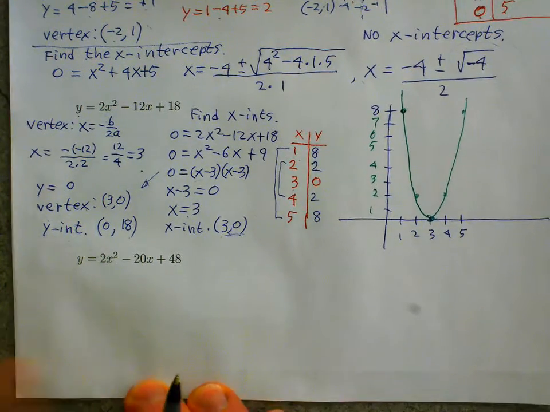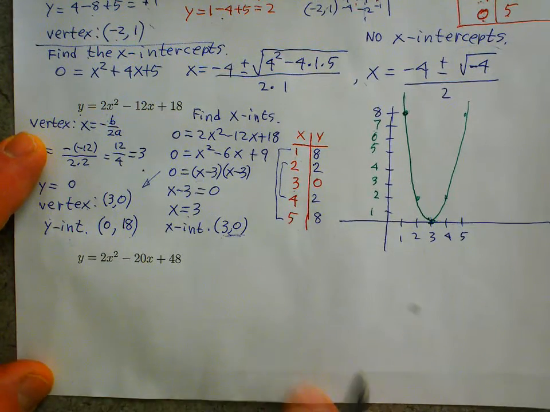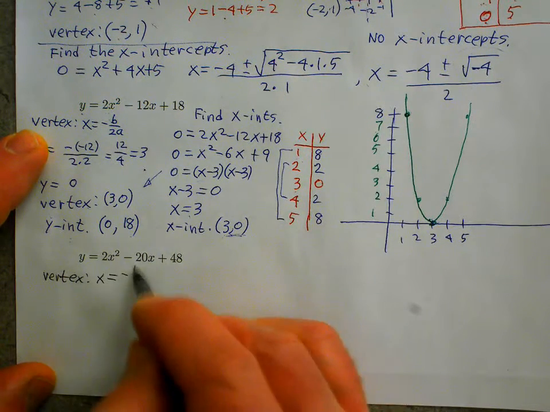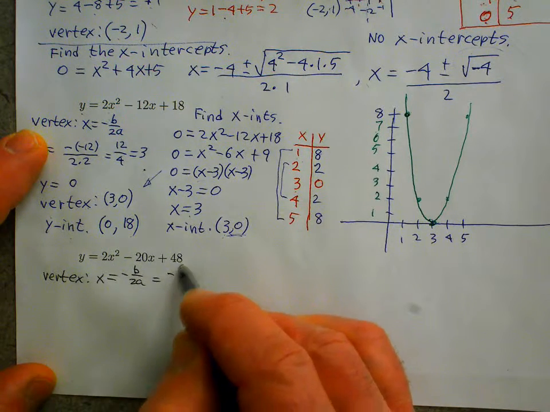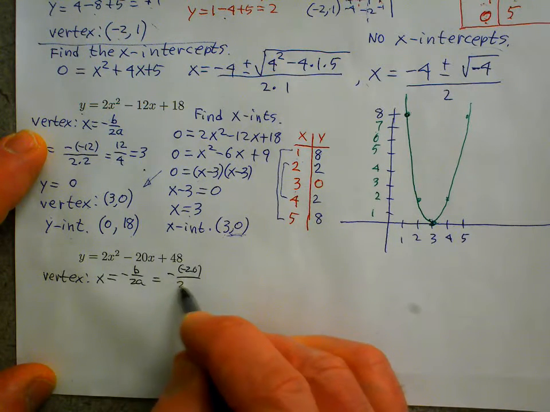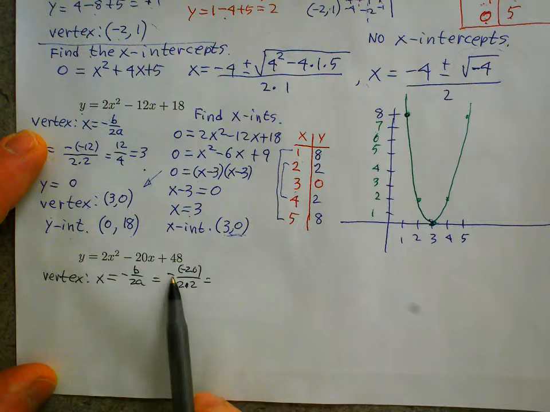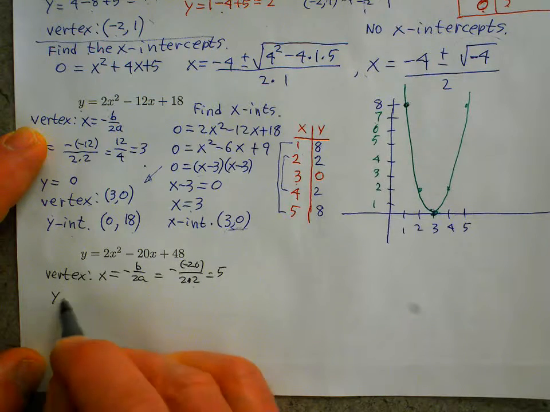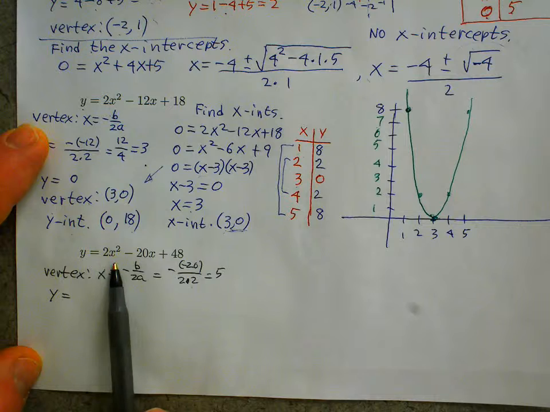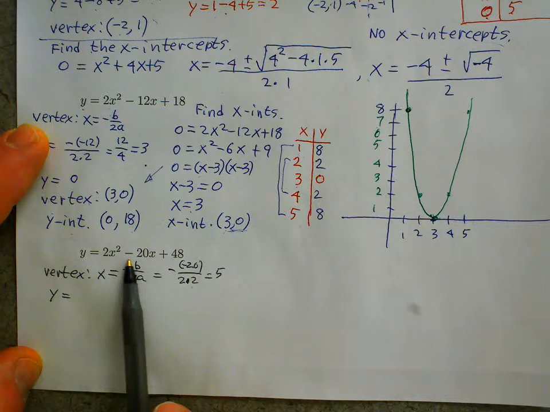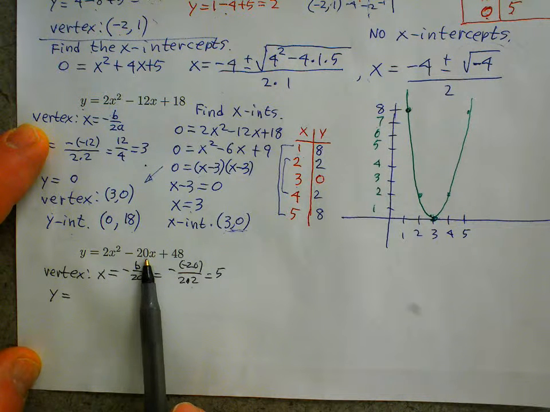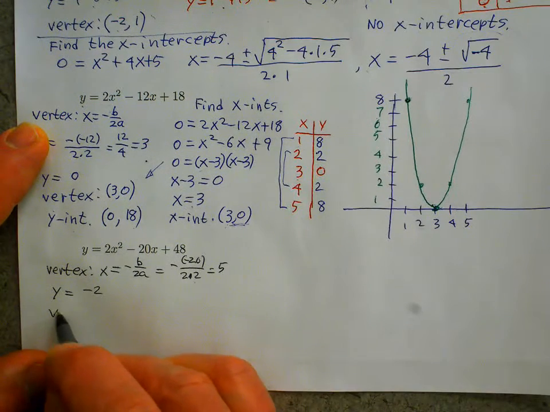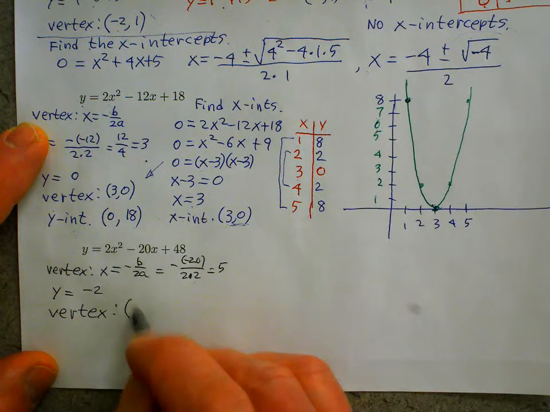Hey, all done? Okay, so let's find the vertex. x is negative b over 2a. So the negative of negative 20 over 2 times 2. 20 divided by 4 is 5. And the y-coordinate, when x is 5: 2 times 5 squared is 50. 50 minus 100 is negative 50. Negative 50 plus 48 is negative 2. So the vertex is 5, negative 2.